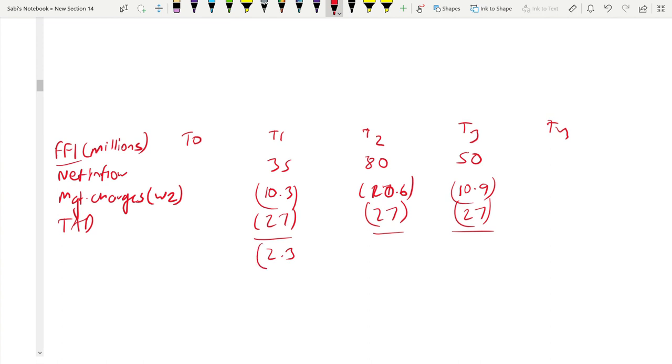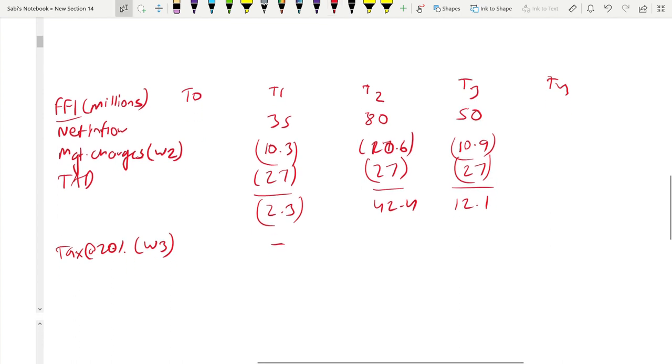This year it's a loss. This year it's a profit and this year is a profit. Now tax at 20%. This is working 3 required. Because there's a loss, that's why separate working is required. See, this year you cannot do anything. You need to shift it to the next year because they told if there's a loss, it will be carried forward and set off against the first taxable profit. Okay. So here, let's wait and let's write the next line. I'll come to that later again.